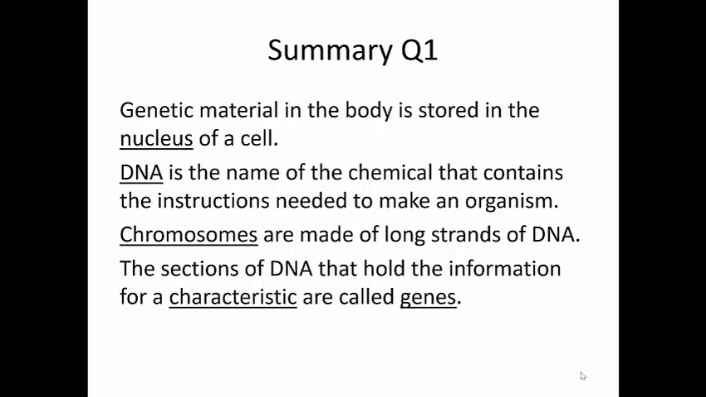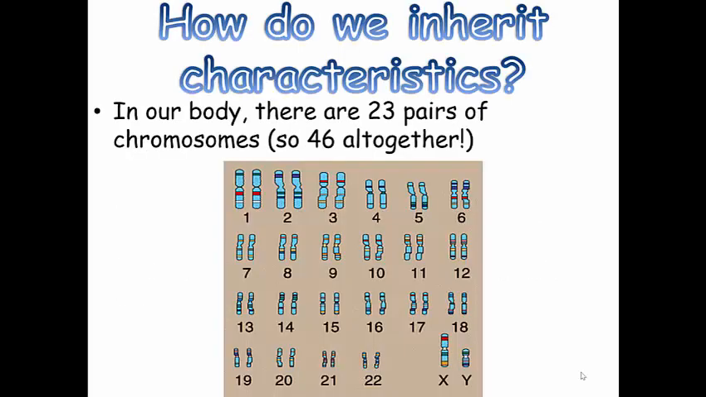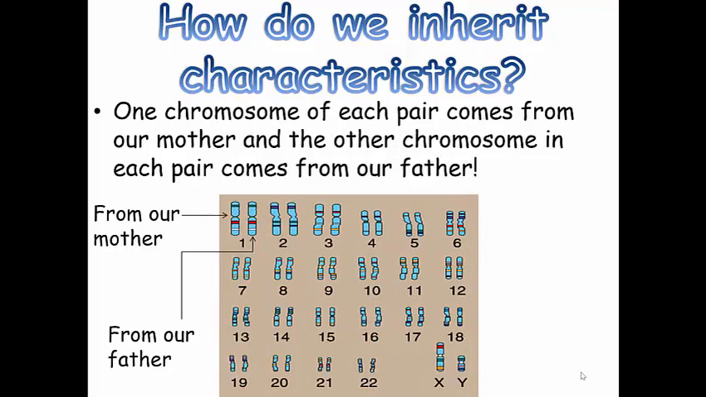And then we're going to have a closer look at our chromosomes. So we inherit characteristics on our chromosomes in the form of genes. In each cell in our body, we've got 23 pairs of chromosomes. That means we've got 46 chromosomes all together. And we get one half of those from our mother and the other half from our father. Okay, so we get 23 chromosomes from our mother and 23 chromosomes from our father, which makes a total of 46. And those are the same in every cell in our body.